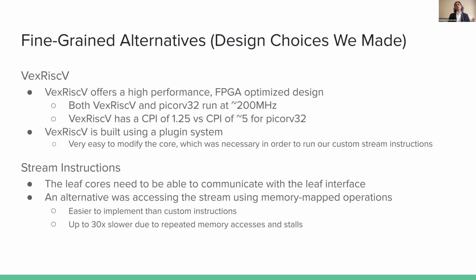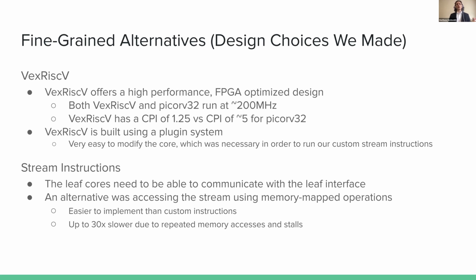So some design choices that we made when building this project were that we used the VexRiscv as our soft core over some other RISC-V implementations. This is because VexRiscv offers extremely high performance and is optimized for the FPGA. One good comparison to make is with the PicoRV32, which has its merits and is widely used, like the VexRiscv, but has 4 times slower performance. Additionally, the VexRiscv is built using a plugin system, which makes it very easy to modify. And this was extremely necessary for us in order to be able to run our custom streaming instructions.